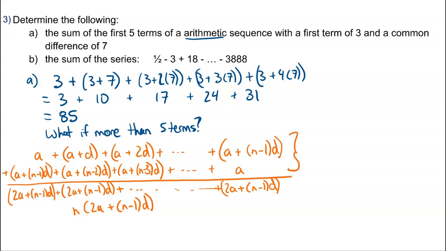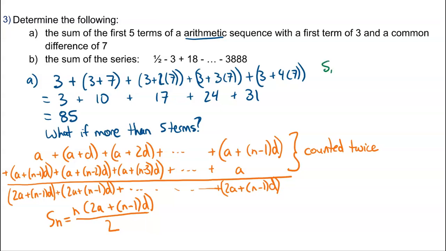But the problem is that we've actually counted this twice, because we've set it out in one order and then we've done it in the reverse order below. We've counted it twice. So in order to account for that, we have to divide it by 2. And so that entire sum is going to be that equation, because now we've divided that by 2.